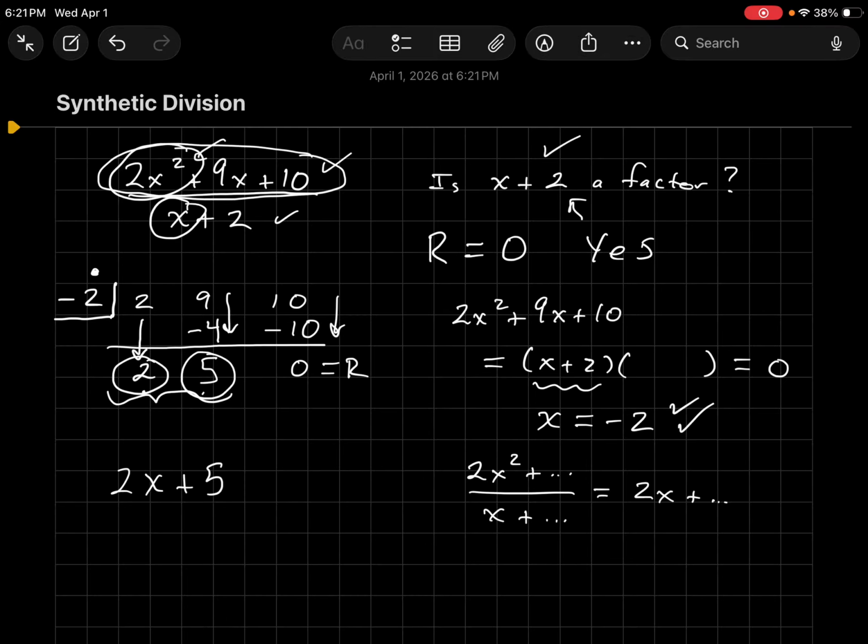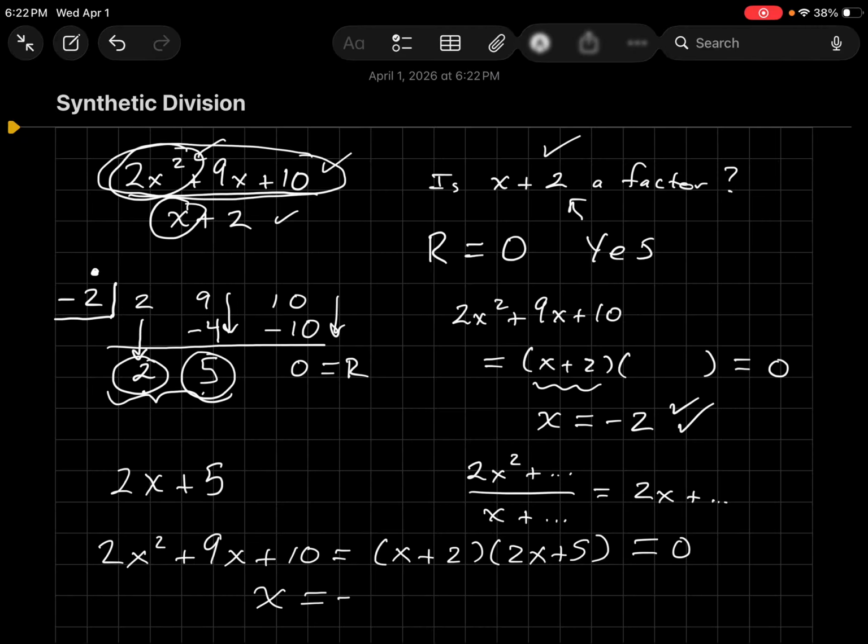Which tells us, since x plus 2 is indeed a factor, we could have written our polynomial like this. 2x squared plus 9x plus 10 equals x plus 2 times 2x plus 5. And that equals 0, not only at x equals negative 2, which we already knew, but also at x equals negative 5 halves.